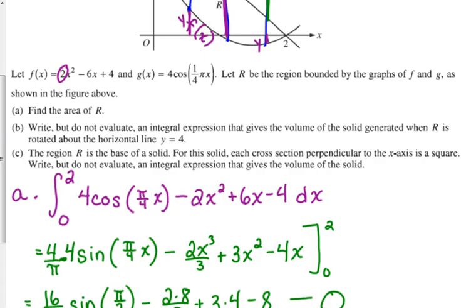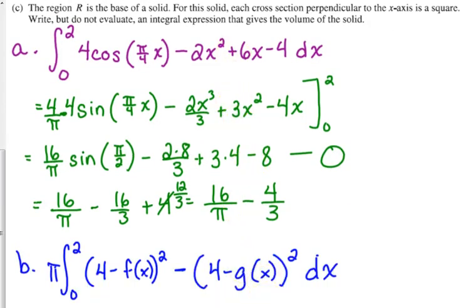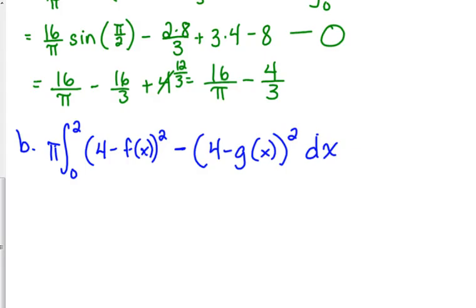Okay, let's look at part C. Part C is similar. This is a cross-section problem. Okay, technically that was a cross-section problem too. Okay, which is the solid. Region R is the base of the solid. For this solid, each cross section perpendicular to the x axis is a square. Write, but do not evaluate, an integral expression that gives the volume of the solid. So it's the same thing as the square. Yes. Okay. Well, it's not the same thing, but it's the same idea.